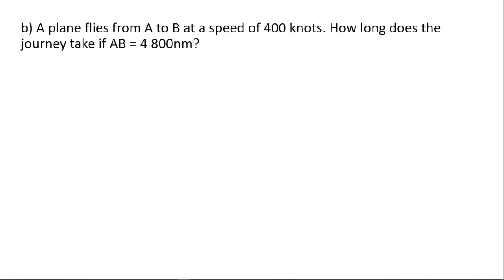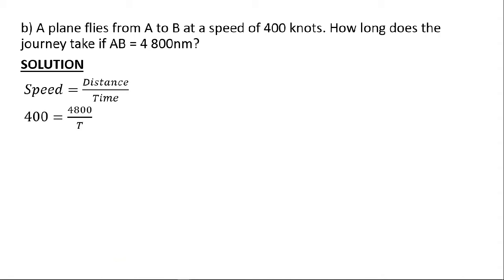Question B is saying a plane flies from A to B at a speed of 400 knots. How long does the journey take if AB is equal to 4,800 nautical miles? Now, speed is equal to distance over time taken. So speed is equal to distance over time. Then we are supposed to substitute. Where there's speed, we'll put 400, and where there's distance, we'll put 4,800 nautical miles. Since they want us to find the time, we have to solve for t.